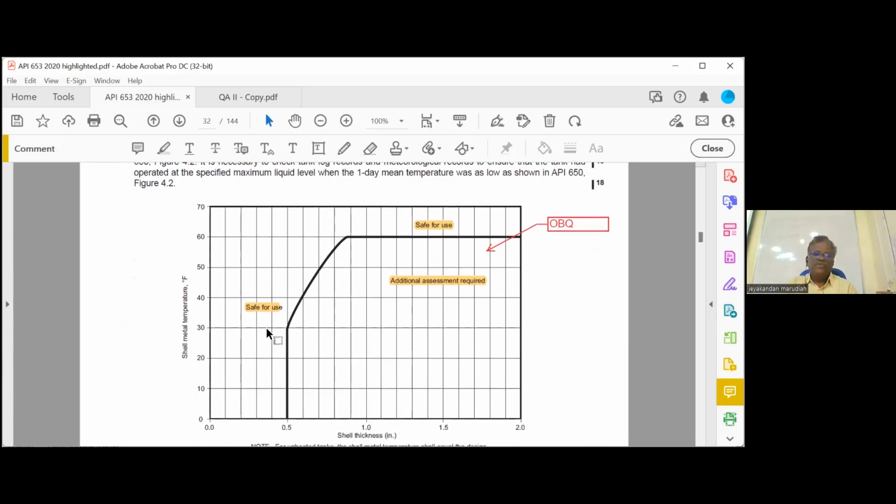Less than 0.5 is safe for use at any temperature. More than 60 degrees Fahrenheit is safe for use at any thickness, because we only use thickness up to 2 inch. But between 0.5 and 2 inch, only this area is changing. This is the changing curve. So at 0.6, it will be more than 45; I told you it crosses 40. At 0.7, it will be 50. At 0.8, it will be 55. And at 0.9, it will be 60. So 0.9 and above, 60 degrees Fahrenheit is safe for use.